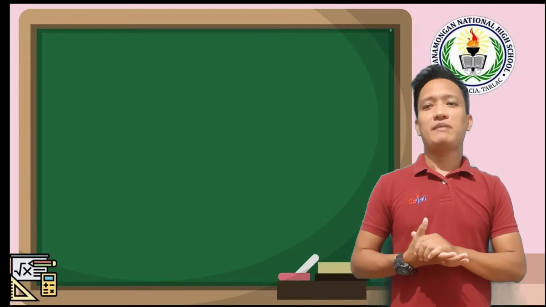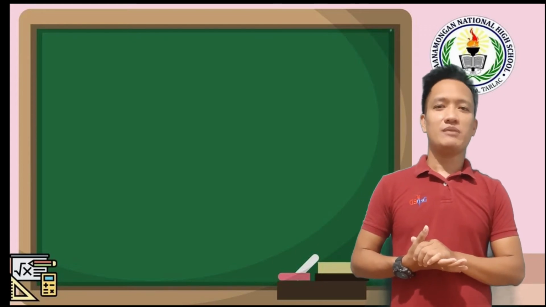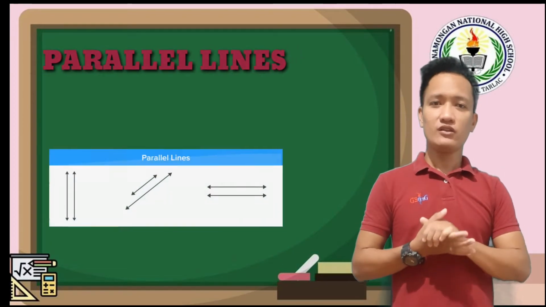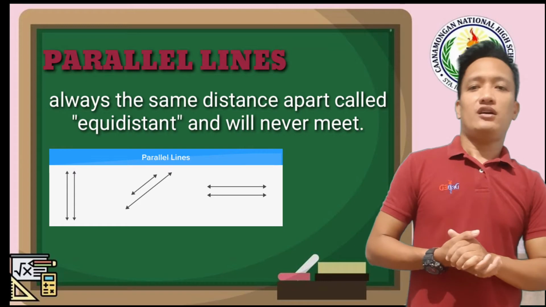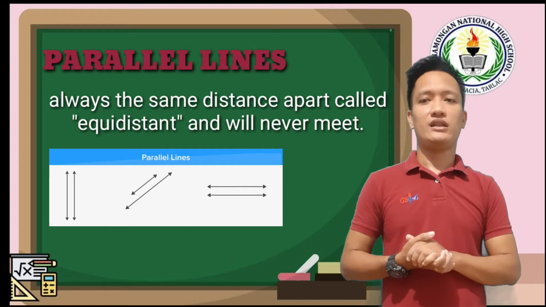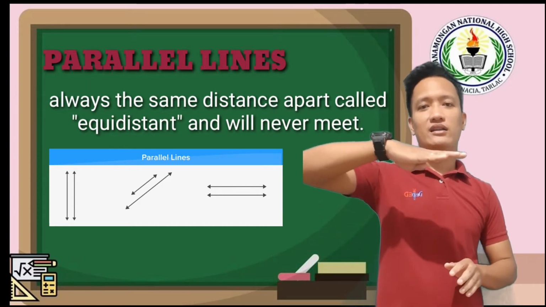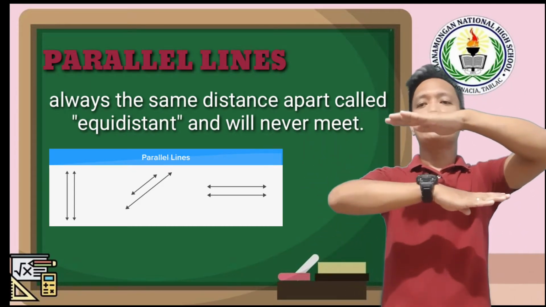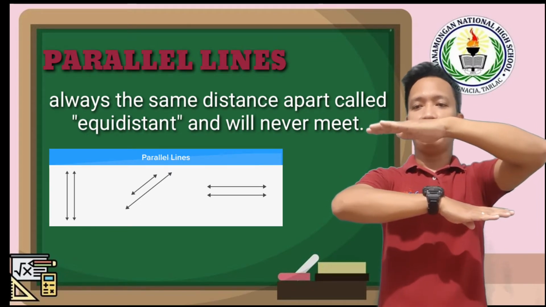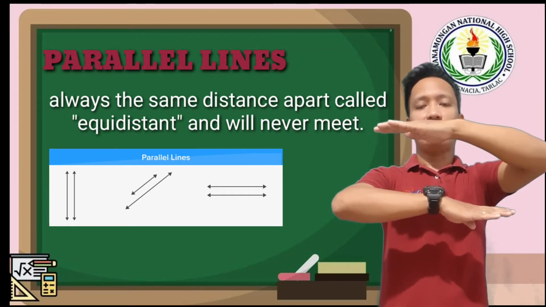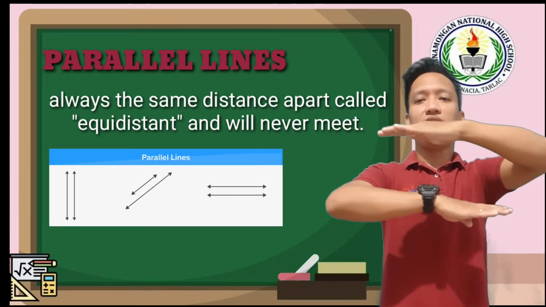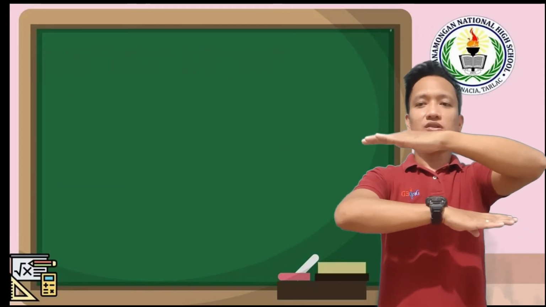So, syempre, sa parallel lines, napag-aralan na natin siya sa previous topic, pero balikan natin. What is the definition of parallel lines? Parallel lines are always the same distance apart, called equidistance, and will never meet. Say for example, I have one line and I have another line. Tong linya na to, they are equidistant apart. So parehas yung distance nila from each other. At kahit no matter how far na mag-extend ang dalawang linya na to, ay hindi sila magsasalubong.